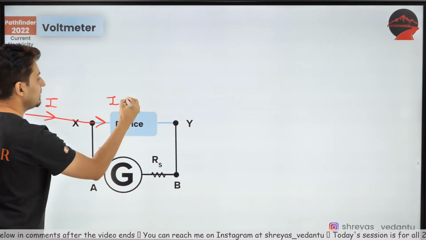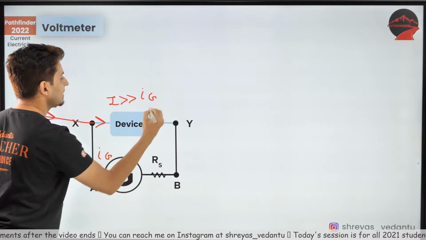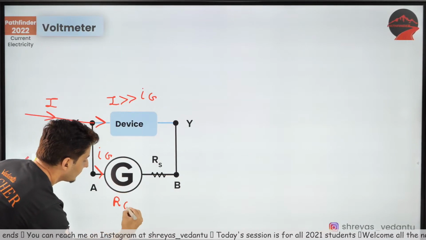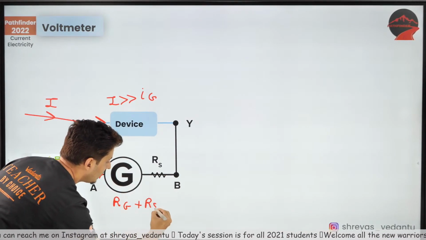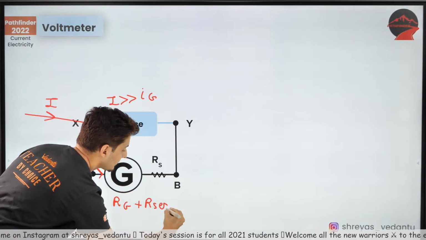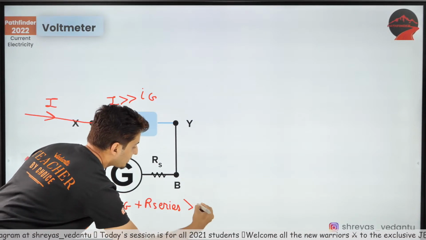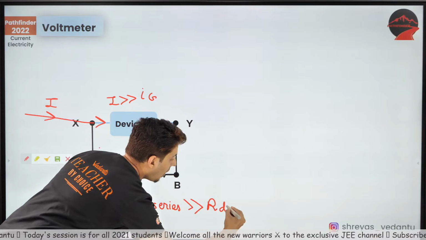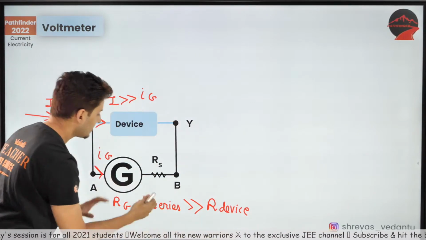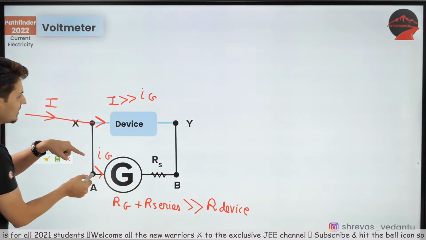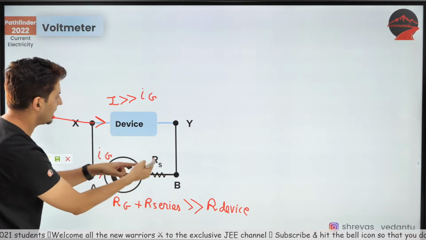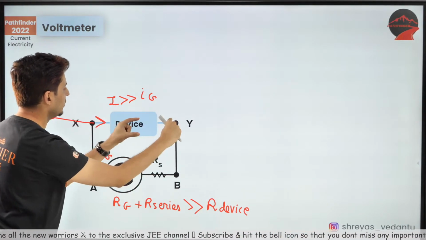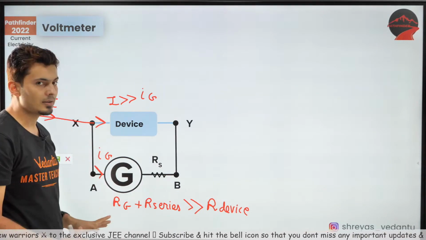This I will be much larger than Ig, and the reason for that is because the resistance of the galvanometer plus the resistance of the one in series is much larger than the resistance of that device. This is a very large resistance, so that's why hardly any current is flowing. Ig is very small and most of the current is flowing over here. I hope this is clear.